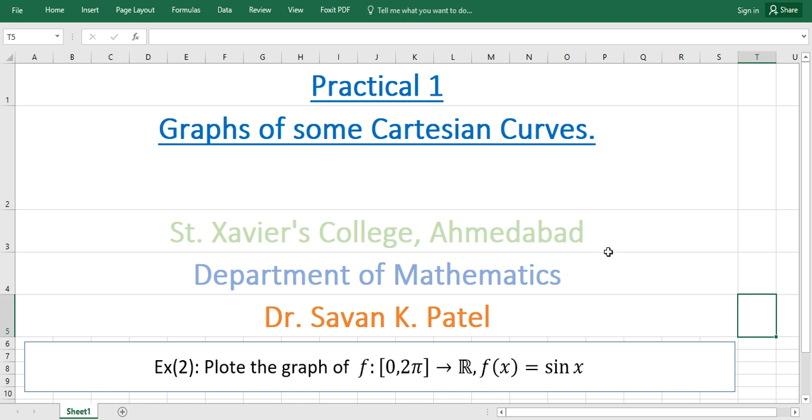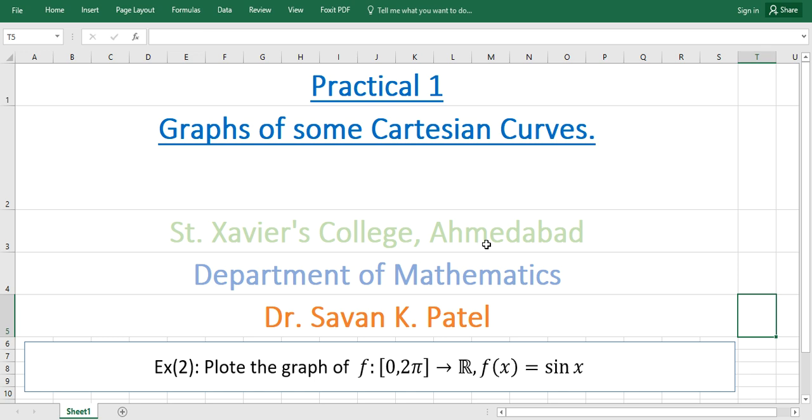Good morning. I am welcoming you back to the practical on graphs of some Cartesian curves. In the last practical, I gave you the task of plotting the graph of f of x equals sin x on 0 to 2 pi. As all of you are aware, we can plot curves in Excel.